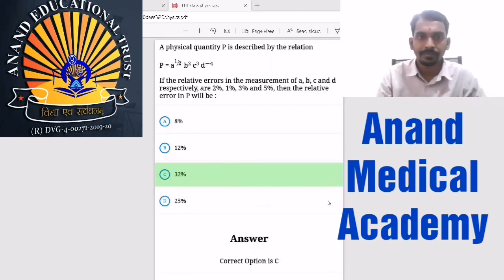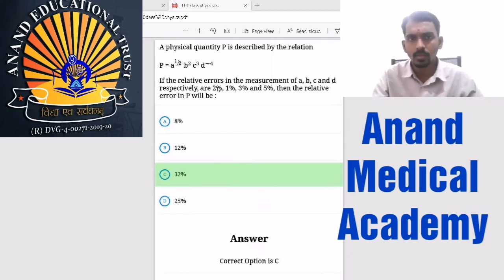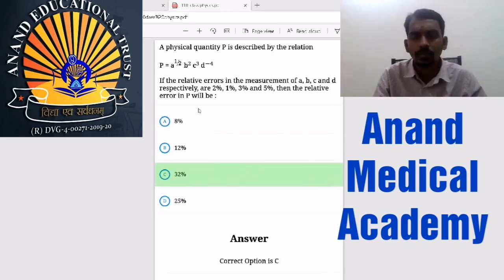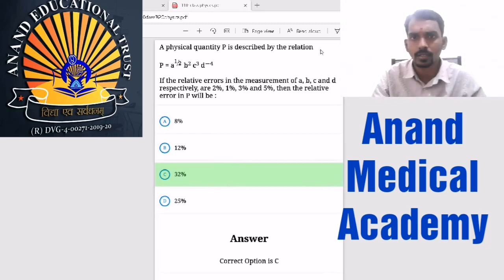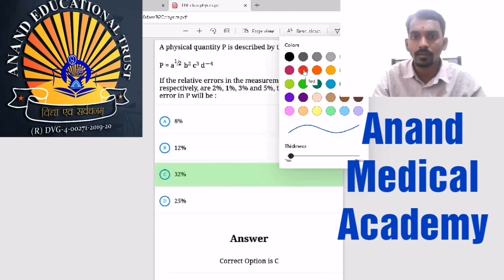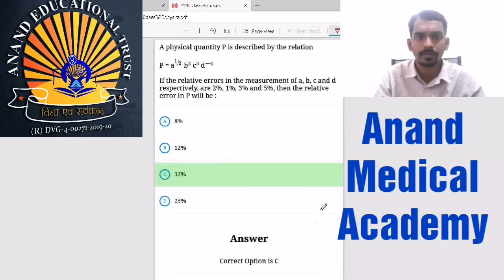Let's see. The very first question is, let us discuss first PUC questions. The first question is based on error analysis. So when they give an error analysis based question, you have to take the formula like power into percentage change. Power into always percentage change.